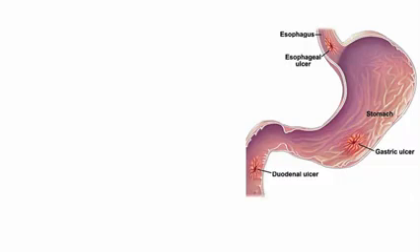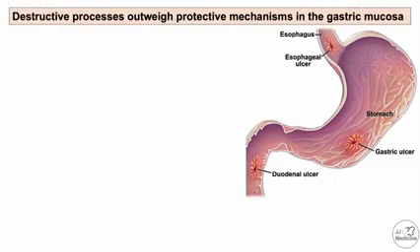Now let's talk about the pathophysiology behind the formation of an ulcer. An ulcer really forms because destructive processes outweigh protective mechanisms in the gastrointestinal mucosa, whether that be in the stomach or the esophagus or the duodenum. So the exact mechanism as to why this occurs depends on the cause. Now we're going to talk about the most common causes here. And by far, again, the most common cause is Helicobacter pylori infections.